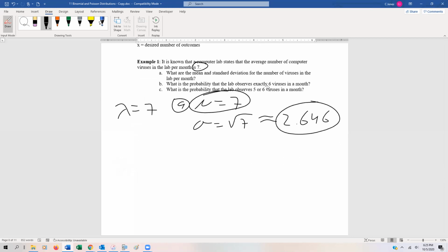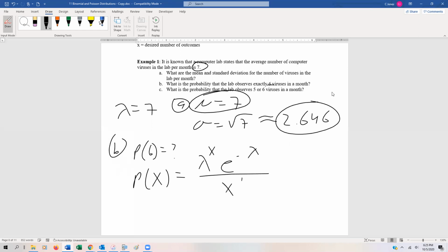What's the probability of observing exactly 6 viruses? We want to know P of 6 equals what? Now we know our formula is lambda to the x, e to the minus lambda, over x factorial. We know that x is 6 and lambda is 7. So let's substitute back in. This is going to be 7 to the 6th, e to the minus 7, over 6 factorial.